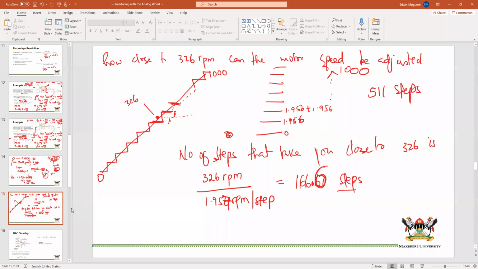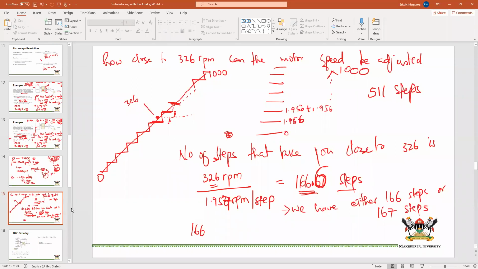So 166.6 steps. Now you see, this will take you to 326, but this is a fraction. You cannot have a step that is a fraction. So either we have 166 steps or 167 steps. Now 166 steps, you see we have 166.6. So ideally we are closer to the 167 step than the 166 step, technically speaking.